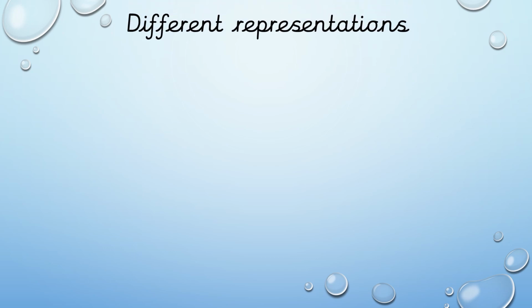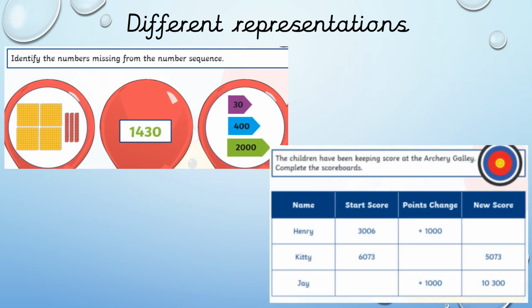You might also be asked for 10 less and 10 more in different formats. The examples here may look complicated to start with, but they have just been set out differently. Look at the top image. You are asked to identify the numbers missing from the sequence. We can already see the number 1,430, so all we have to do is use the skills we learnt earlier. As for the bottom problem, think about what you are being asked to do and what's missing. Again, try these at home.